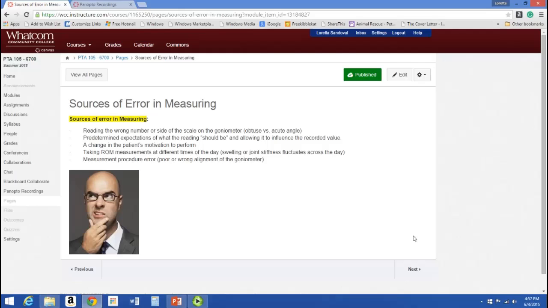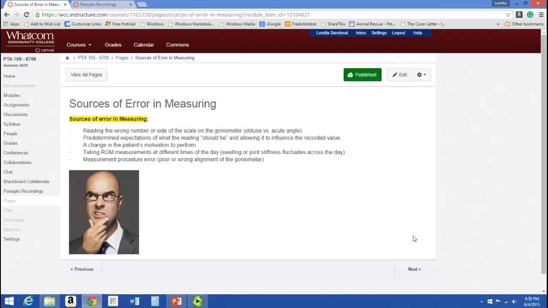If the patient is not motivated to perform, so read into that whatever you want to. If you have someone that for whatever reason, maybe they're afraid that if they get too good a measurement, they're going to lose their disability or something like that. There's a lot of reasons that might change a patient's motivation. Maybe they've just experienced so much pain with this injury, they don't want to go into the end range because they're afraid that it's going to be painful. So there are lots of reasons why a patient might not be motivated to get their best range of motion.